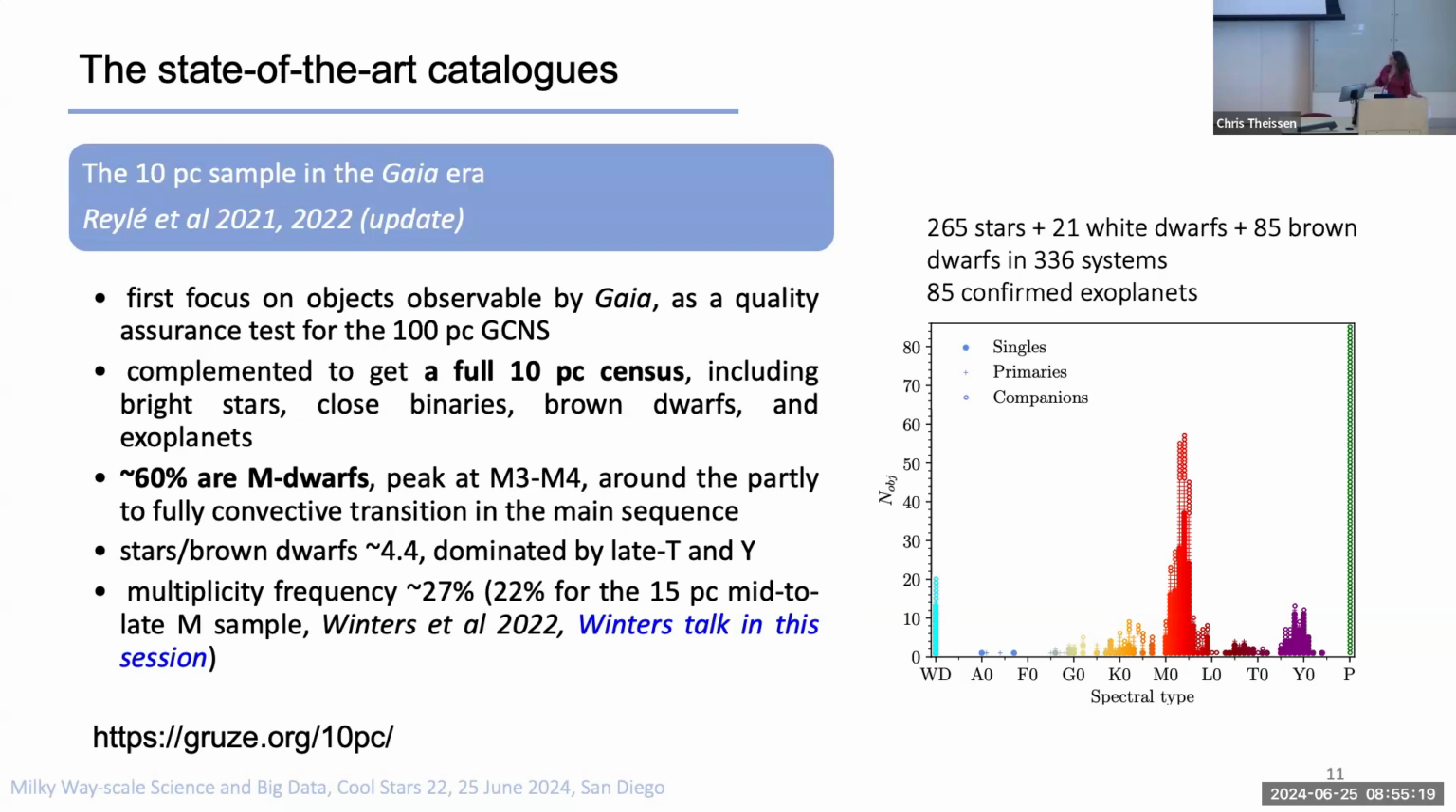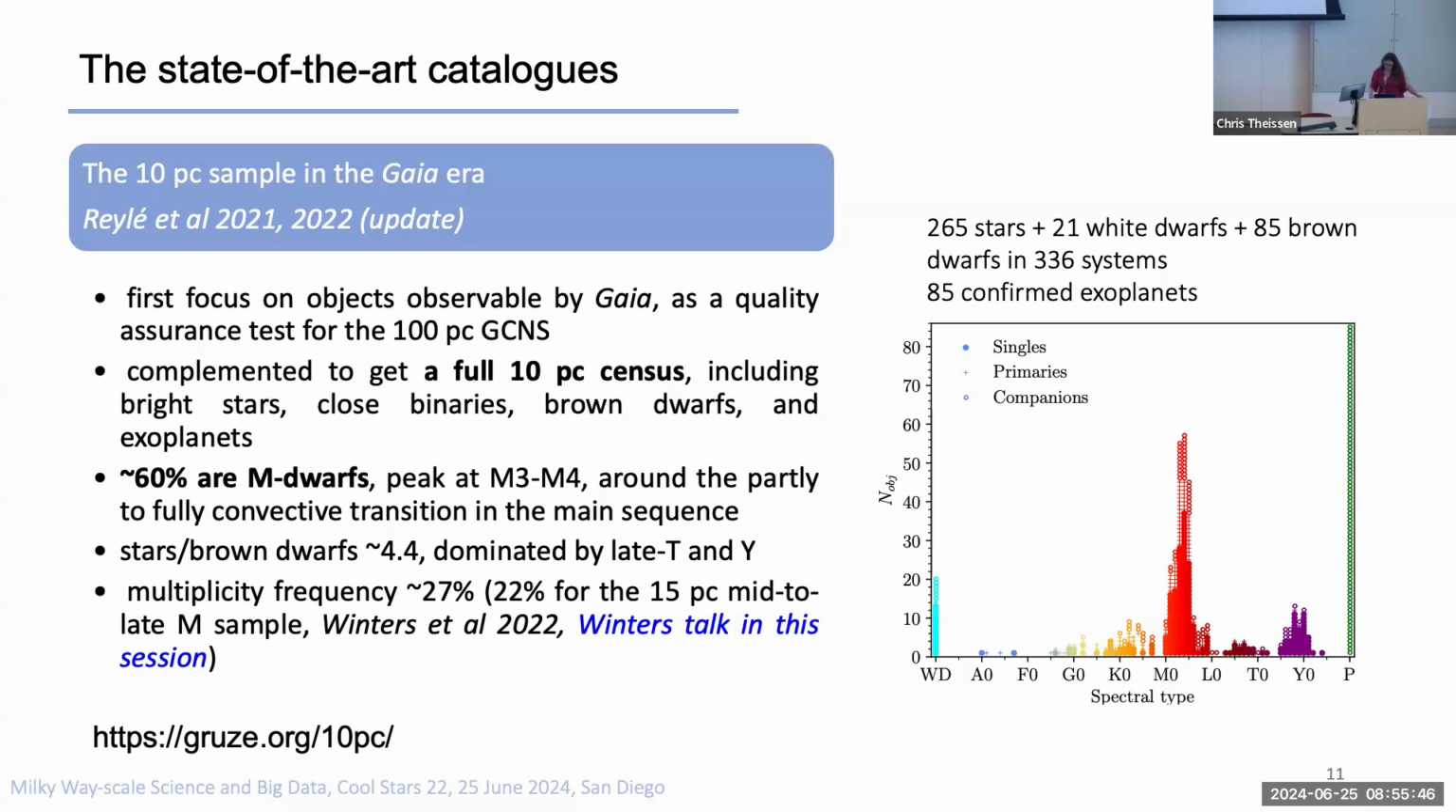These are some statistics that we draw from this sample. 60% are M dwarfs, with a peak around the partly to fully convective transition in the main sequence. There are 4.4 times more stars than brown dwarfs. They are dominated by late T and Y dwarfs, and a multiplicity frequency of 27%.